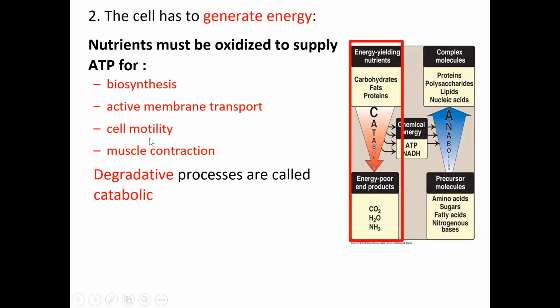So all of these four are needed, they require energy. And where do we get the energy? By breaking things. And when we break things or we degrade things, this is called catabolism. Okay, so catabolism is the degradation of large molecules into smaller ones.